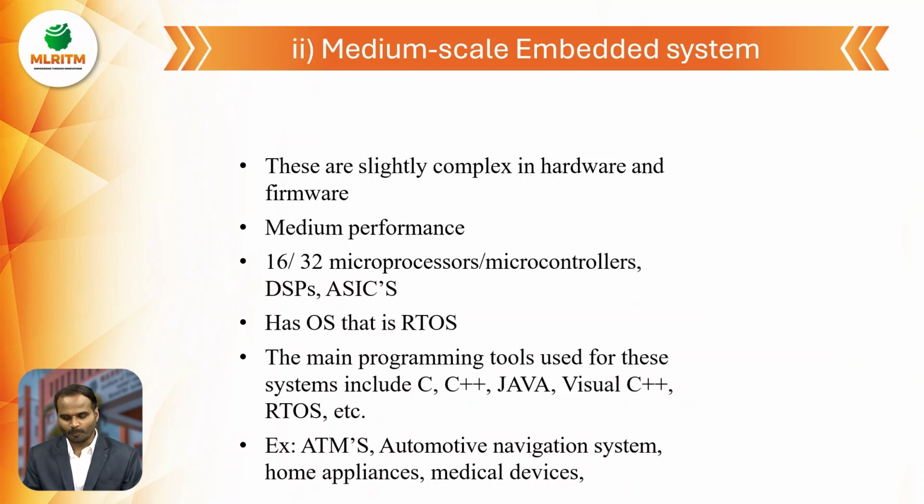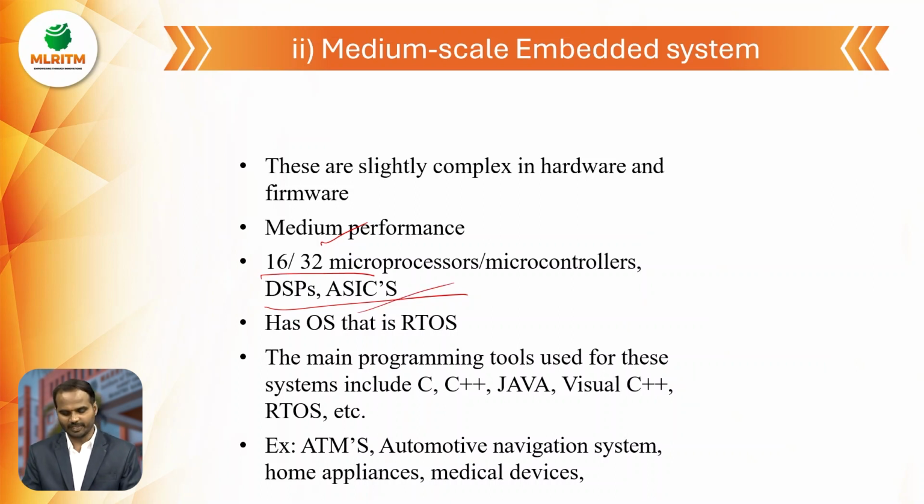Next, medium scale embedded systems. These are slightly more complex in hardware and firmware as compared to small scale, with medium performance. In this classification, we take 16 or 32-bit microprocessors or microcontrollers, DSPs, and ASICs. DSPs means digital signal processors, and ASICs means application specific integrated circuits.